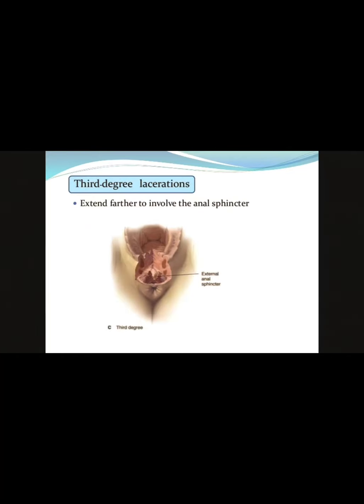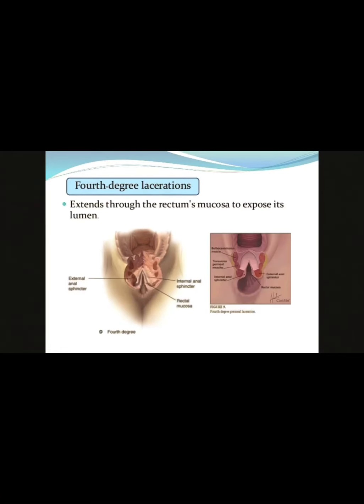Third degree lacerations extend farther to involve the anal sphincter. You can see in the picture laceration involving the external anal sphincter and the rectum remains intact. Fourth degree laceration extends through the rectal mucosa to expose its lumen. In the picture, there is laceration involving the external anal and internal anal sphincter and also involvement of the rectal mucosa.